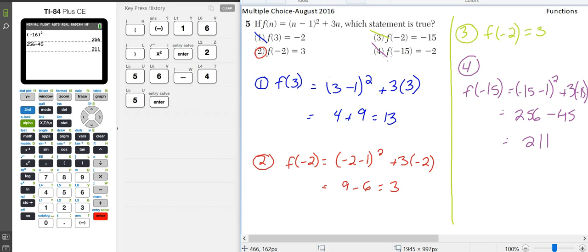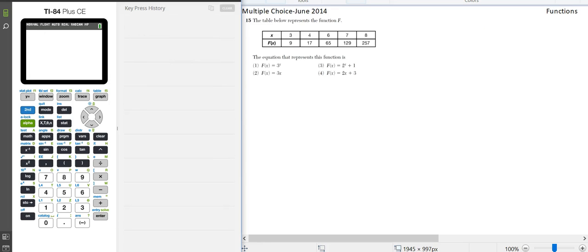Now we're going to look at another Regents question that relates a function to a table. Let's look at it. This is question number 15 from the June 2014 Algebra 1 Regents. The table below represents the function f. And we have a table, the equation that represents this function is, and we have four choices.